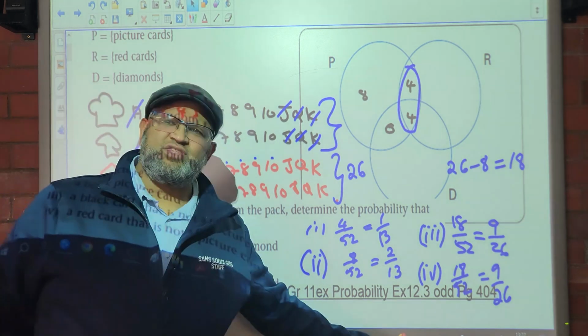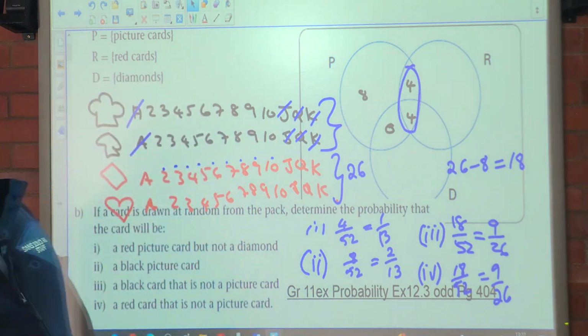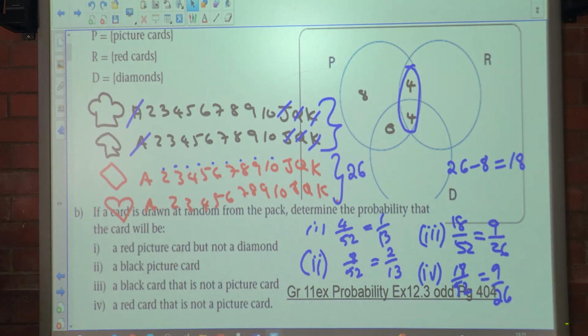Right. Any other confusion there? No. So that is the end of exercise 12.3, odd numbers, on page 104. We're going to go straight into exercise 12.4, the odd numbers.